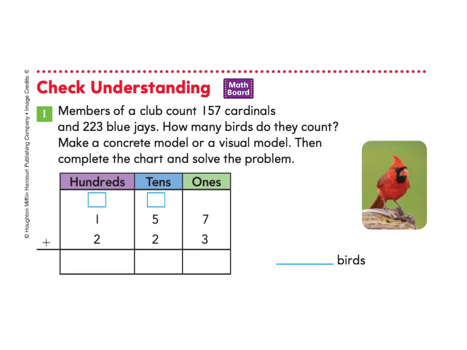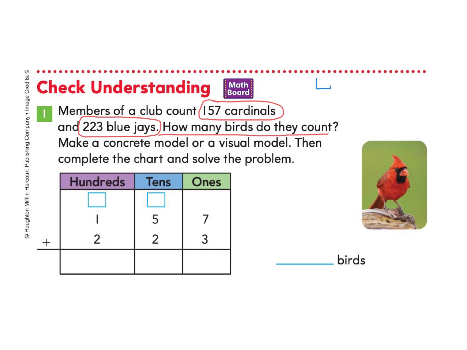Members of a club count 157 cardinals and 223 blue jays. How many birds do they count? Make a concrete model or a visual model. Then complete the chart and solve the problem. If you would like to pause and try this on your own, you may do so, or you can follow along with me. First, I'm going to draw the visual model.